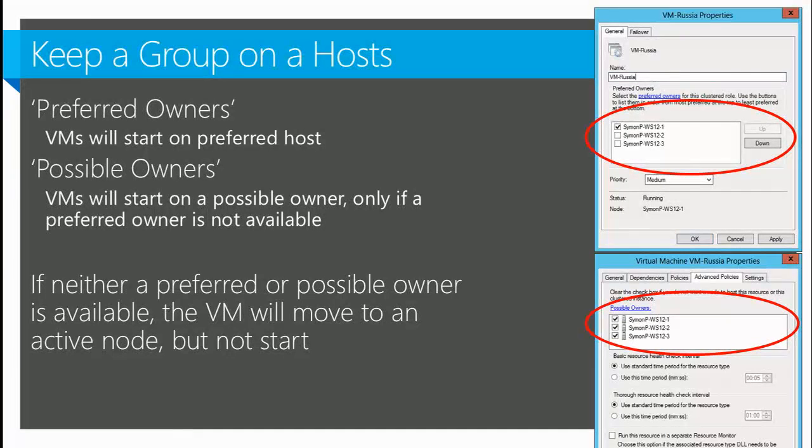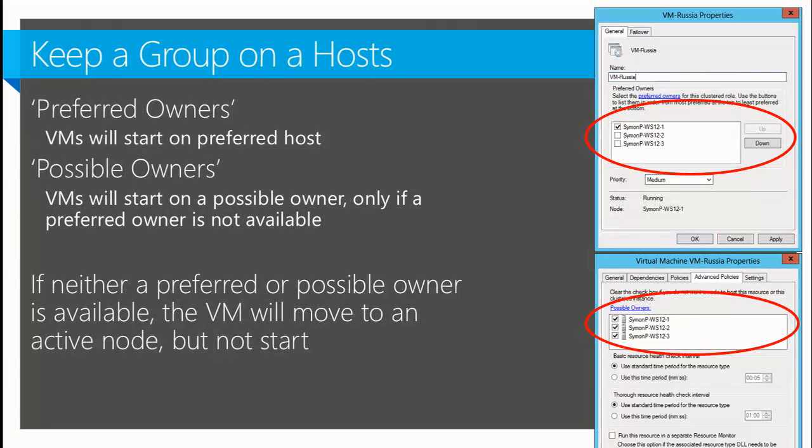If that preferred owner, that first choice owner, is unavailable, then it will go and start up on a possible host. So think of preferred owners as first choice, possible owners as second choice. So if there's no first choice available, they'll go to a second choice. So this essentially gives you the ability to prioritize your hosts as well. And this is set on an individual role level. So on VM1, you can go and specify all of these options. On VM2, you can go specify these options, completely independent how they interact with each other.